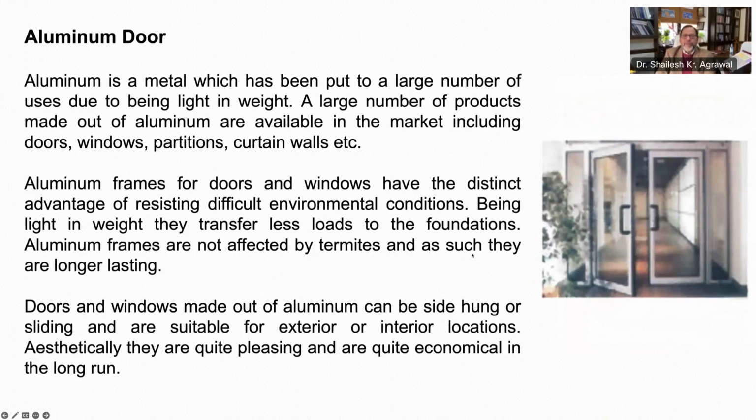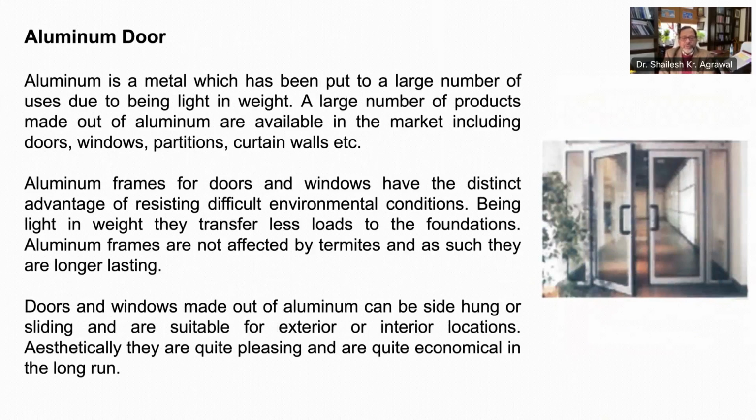Let's look now at the aluminum door. Aluminum is a metal which has been put to a large number of uses due to being light in weight. A large number of products made out of aluminum are available in the market, including doors, windows, partitions, curtain walls, etc.